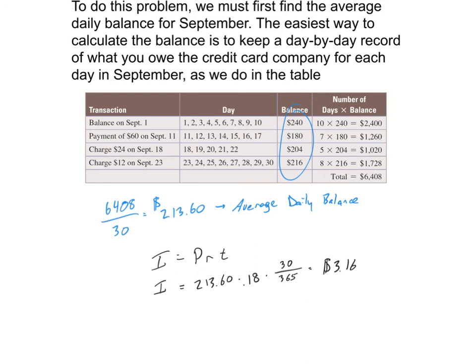I highly recommend writing out that table, especially this middle column where you just count the days, okay? I'm not going to use subtraction or anything like that to figure this out. I just write down the days, count them on my fingers if I have to, and that's what you multiply by in finding the average daily balance. All right, that is the last type of loan that we look at in this section.